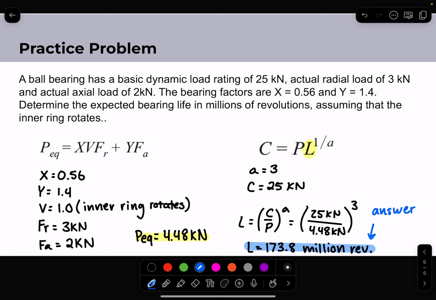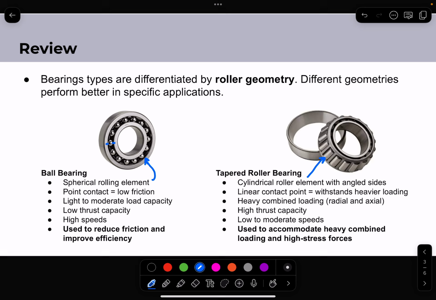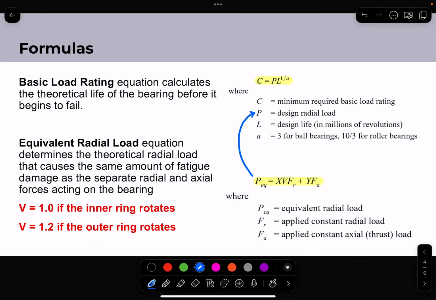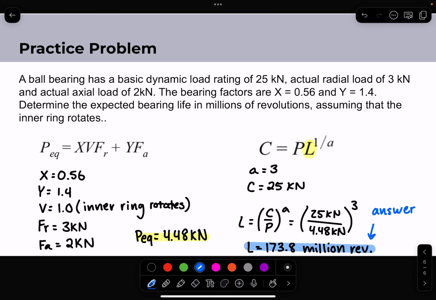Okay, so that wraps up our review of bearings. In summary, bearings have 4 key components that you should know about. You can classify them by understanding how well they can accommodate radial and axial loading. The ball bearing and the tapered roller bearing are going to be 2 key bearing types or classifications that you should be familiar with. Here are 2 of 3 bearing equations included in the FE reference manual. The third one we'll review in another video, and here's a simple problem that uses both of the equations.